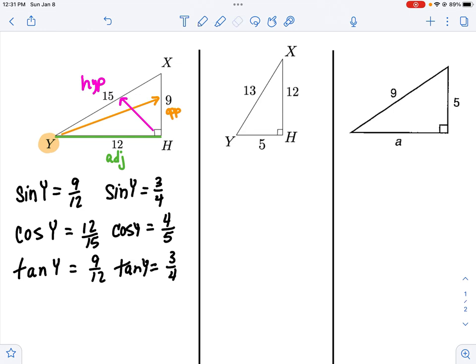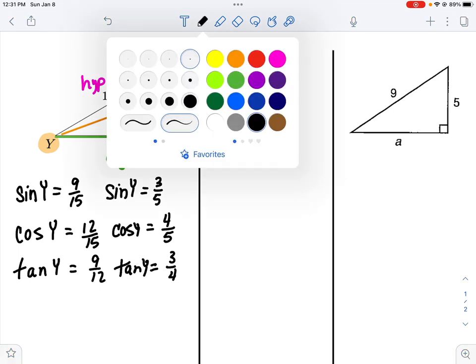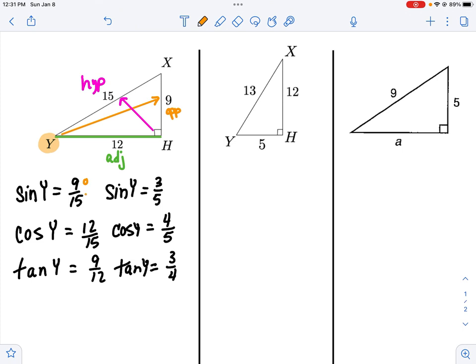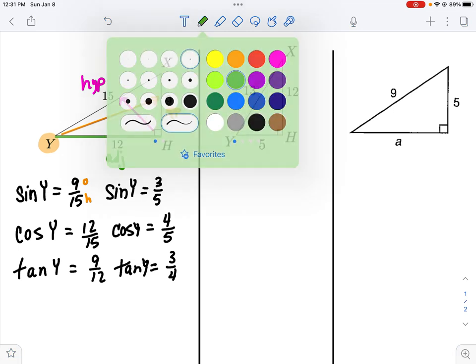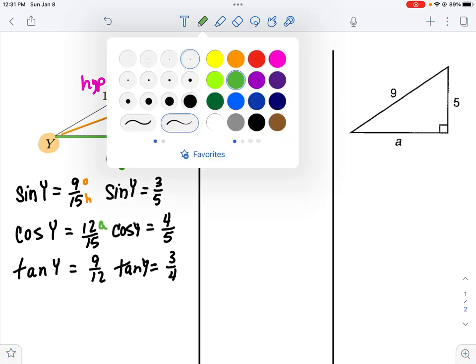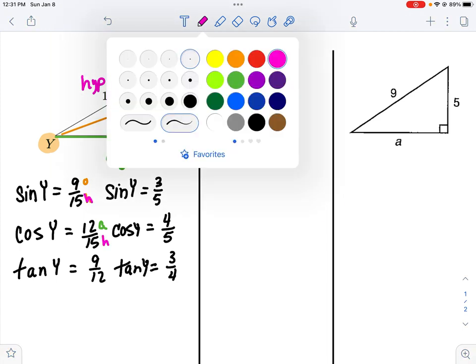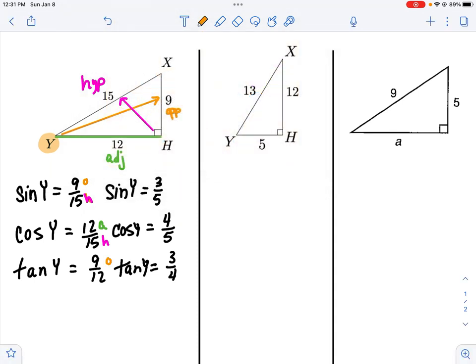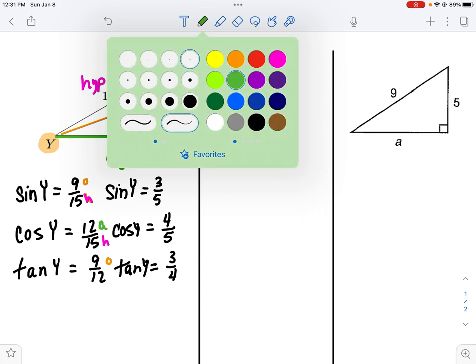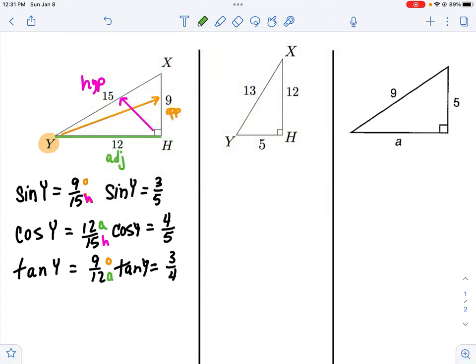And I did this one wrong. Good golly, Wally. Sometimes I scare myself. There we go. All right, because this is supposed to be the O and this is the H, and this is the A. There we go. So our answers are going to be the reduced form.